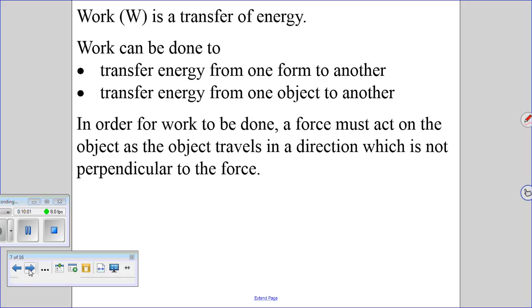In order for work to be done, a force has to act on the object as it travels in a direction which is not perpendicular to the force.